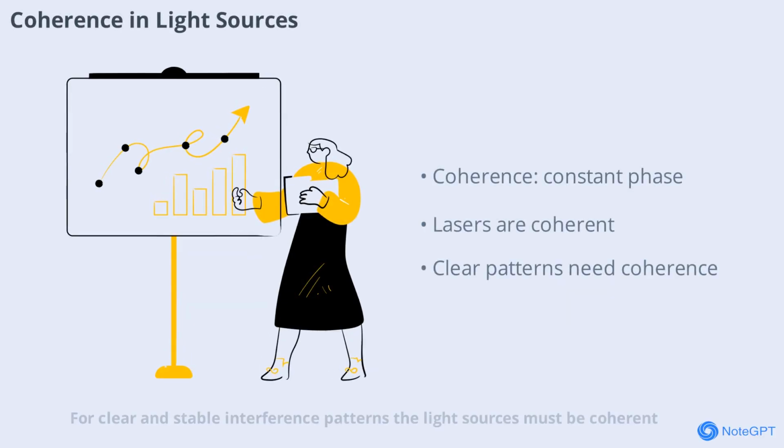For clear and stable interference patterns, the light sources must be coherent. Coherence means that the waves maintain a constant phase relationship with each other. Lasers are excellent sources of coherent light, which is why they're often used in interference experiments. Incoherent sources like ordinary bulbs produce random phase relationships, making interference patterns blurry or invisible.